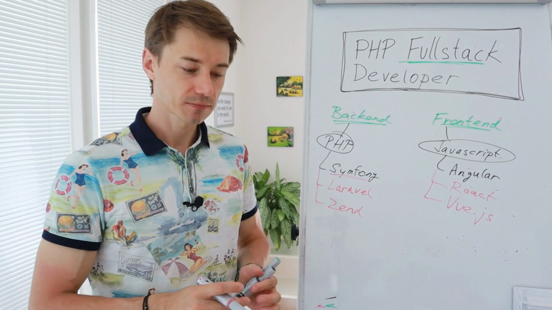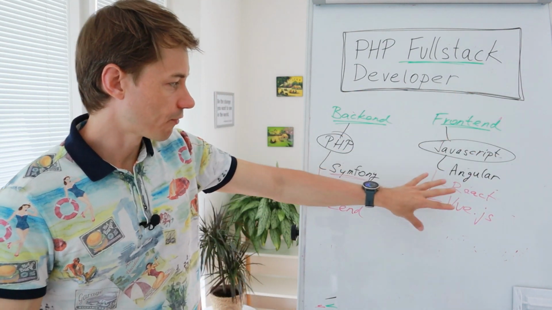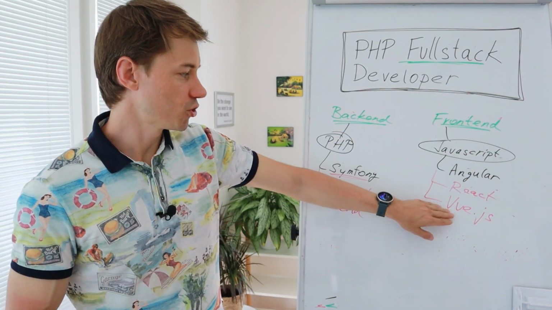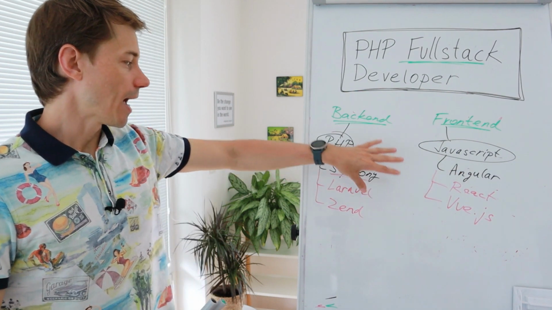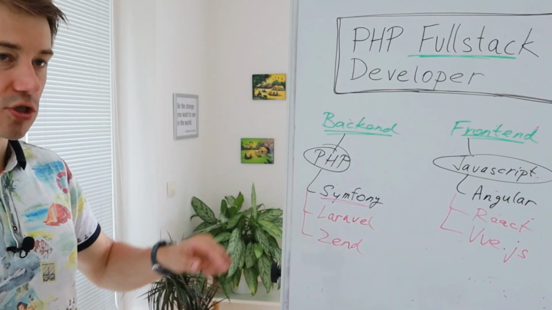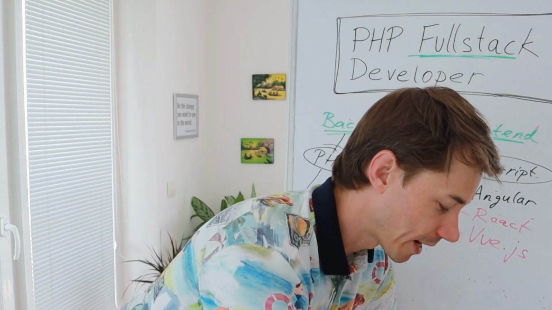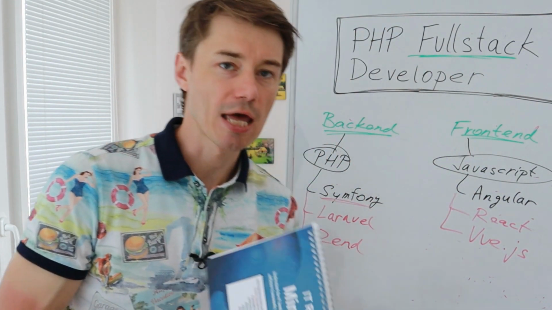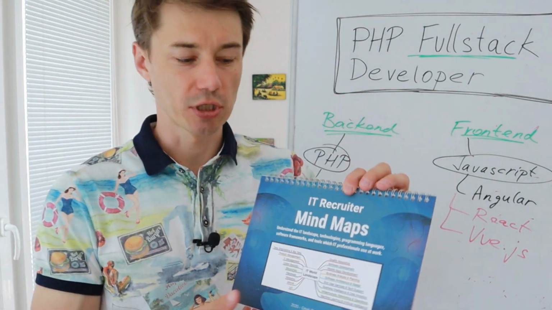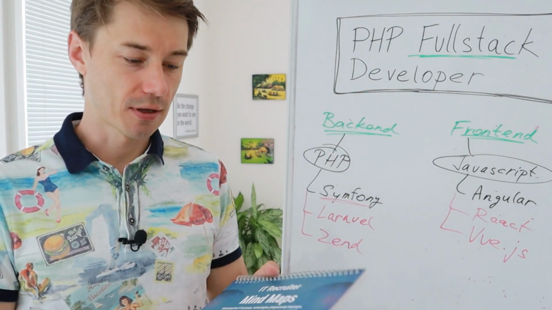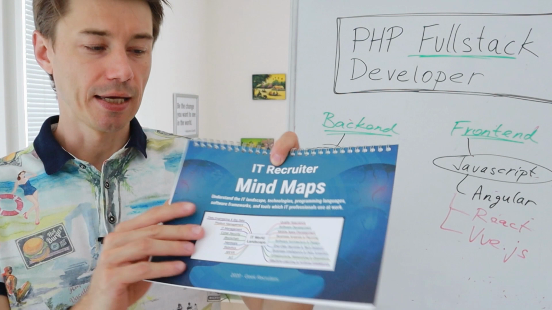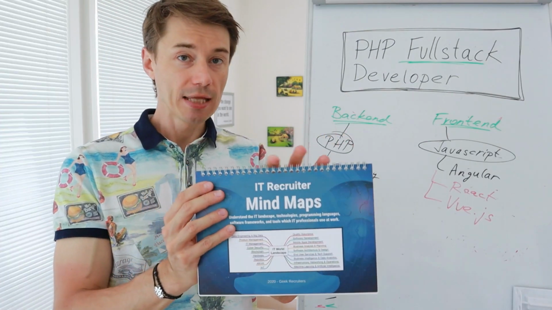front-end developer. So someone who on the front-end side uses either Vue.js or React or Angular, and on the backend side, then Laravel or Symfony. And I know it may seem a little overwhelming, but look, I've got here these mind maps that make it all so much easier. This is the booklet with about 30 mind maps. It's called IT Recruiter Mind Maps.